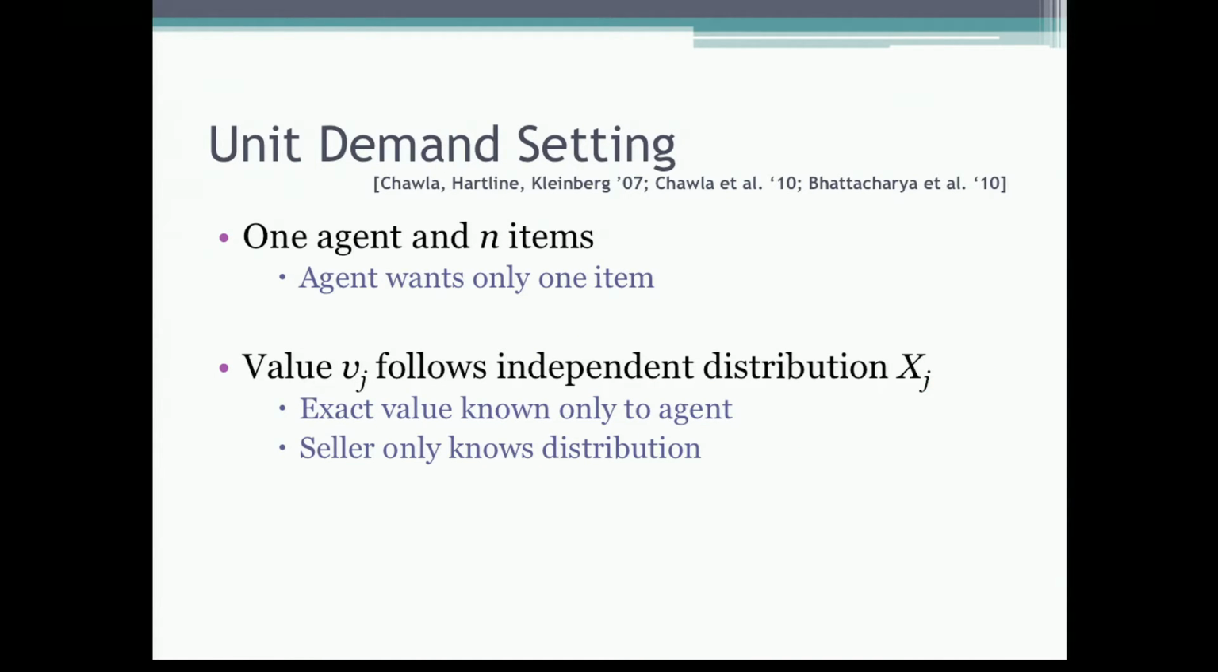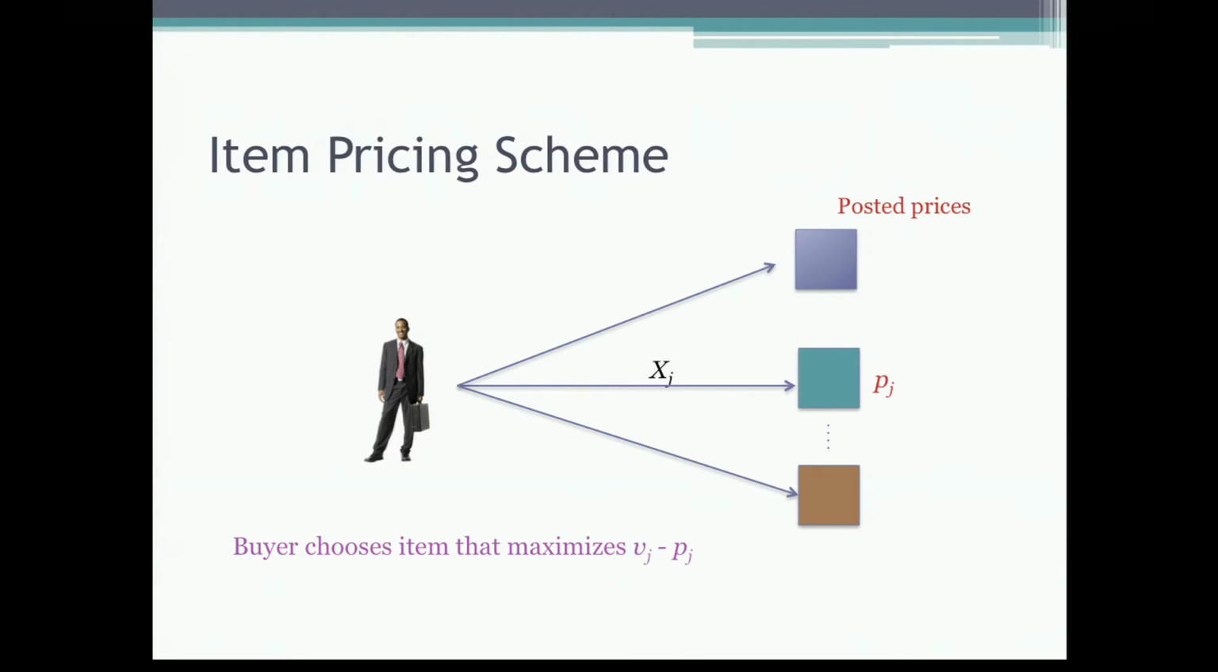So you have one agent, you have n items. The crucial thing is the agent wants only one item. He wants to buy one item. And his value for item j follows an independent distribution Xj. The exact value is only known to the agent. The seller knows the distribution. So what's the policy for the seller? The seller can post prices for these different items. So he posts a price pj for item j without knowing the exact value of the buyer. He just knows these distributions and uses them to set these prices.